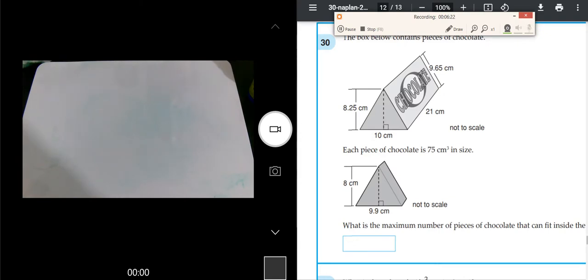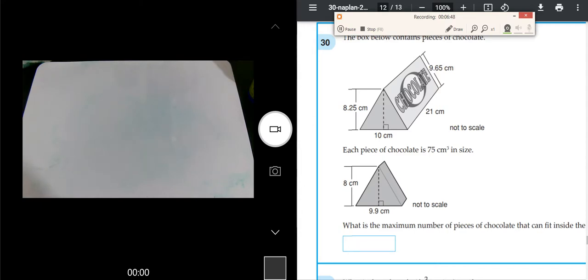10 centimeters is the total width of this triangular prism of the box. The chocolate is 9.9. We definitely cannot fit too wide. So we can't go fit too high or too wide. The only thing we've really got is depth. And because the depth here is 21 centimeters and this one we don't know, we need to try to figure out how many can we stack up against each other to be able to fit in this triangular prism.